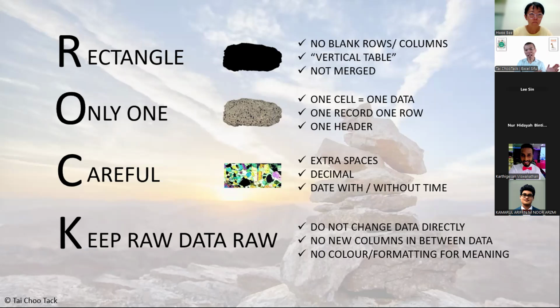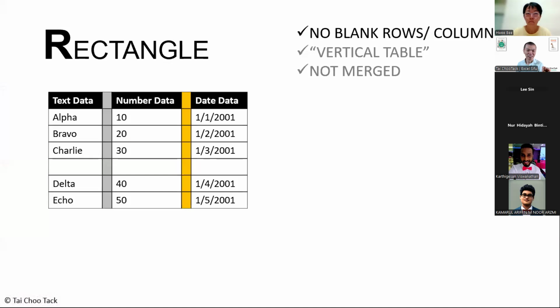So let's go through some examples. First one, rectangle. In your work, have you seen something like this? People add blank rows, blank columns, just to indicate different months, different periods, different products, maybe different stuff, and so on. Have you seen this before? Yes or no? Let me know in the chat.